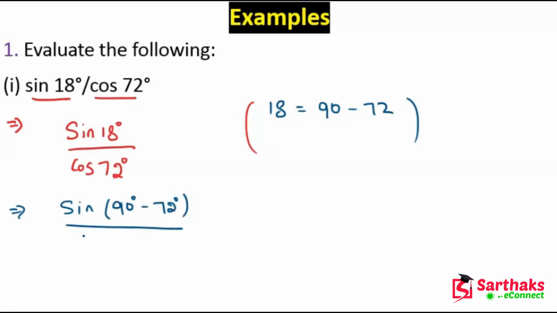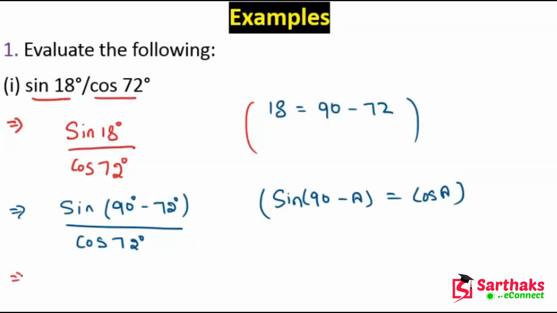Okay, divided by cos 72 degree. And we know that sin (90 minus a) is equal to cos a. So here this will become cos 72 degree divided by cos 72 degree, and they will cancel, so we get 1. So the result is 1. I hope you understand these things, my dear friends.